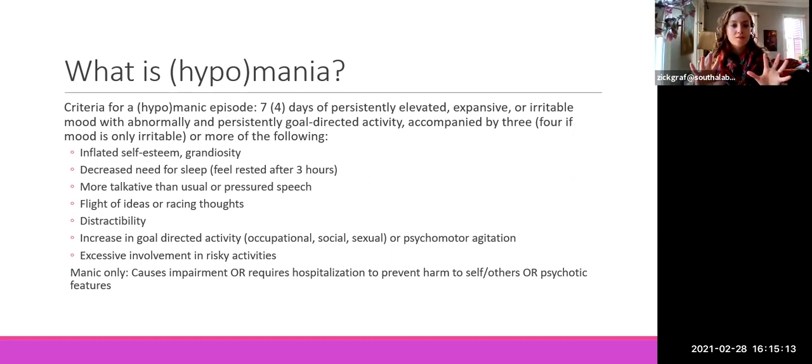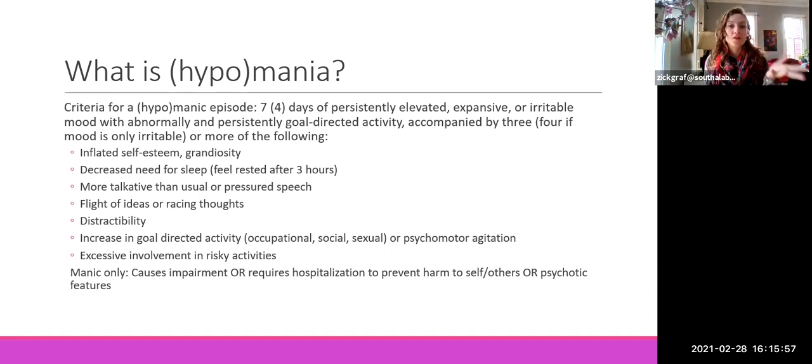For any of this to be considered a manic episode, these symptoms, the elevated, expansive, or irritable mood and the goal-directed activity plus three or four of these symptoms has to cause impairment. Or if it doesn't directly cause impairment, the person has to be hospitalized because they're a danger to themselves or other people. Or extreme alterations in mood, just like extreme depression can cause psychosis, extreme mania can also cause psychosis. So a manic episode can be diagnosed when these symptoms are present and there's impairment, or hospitalization prevents impairment, or the person becomes psychotic.